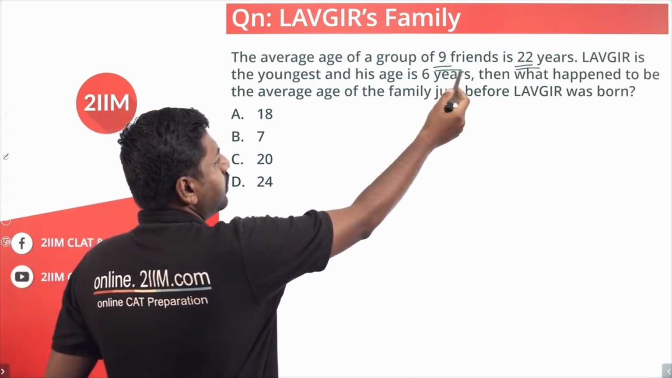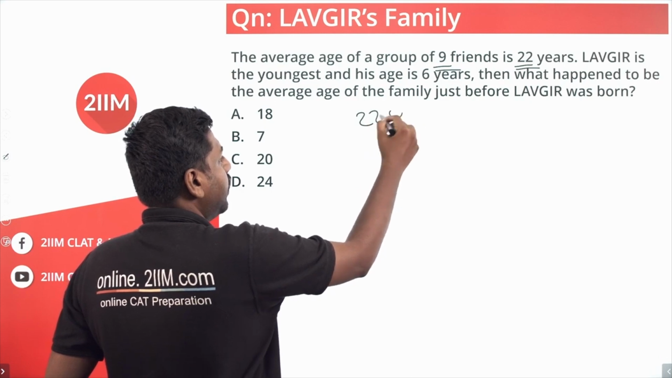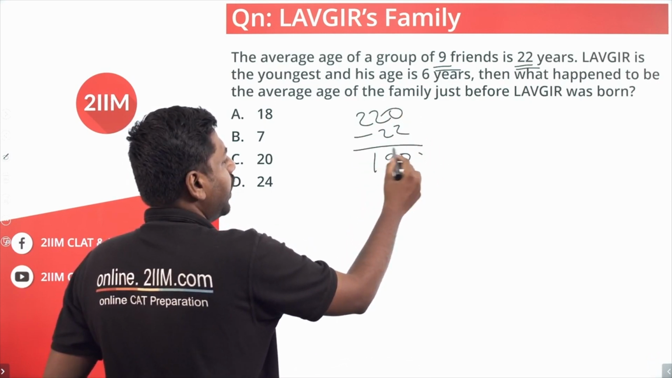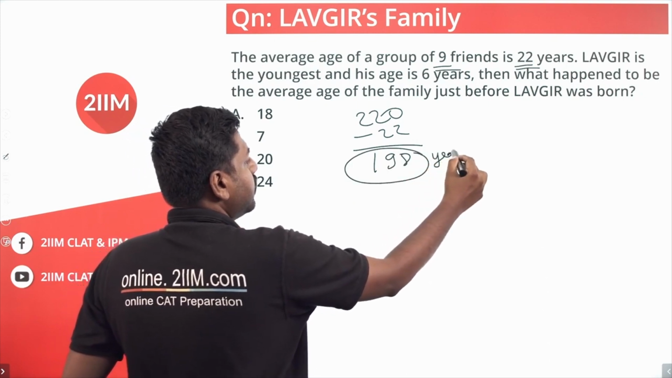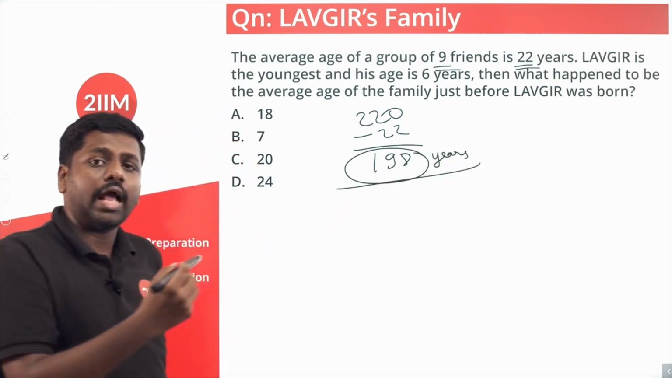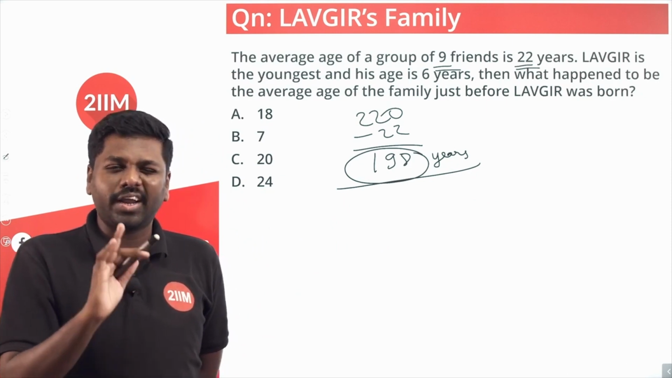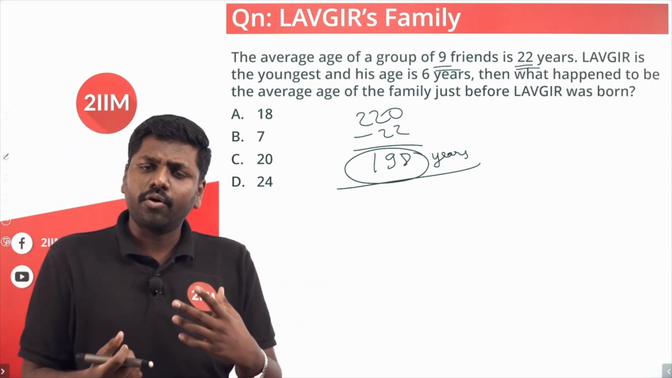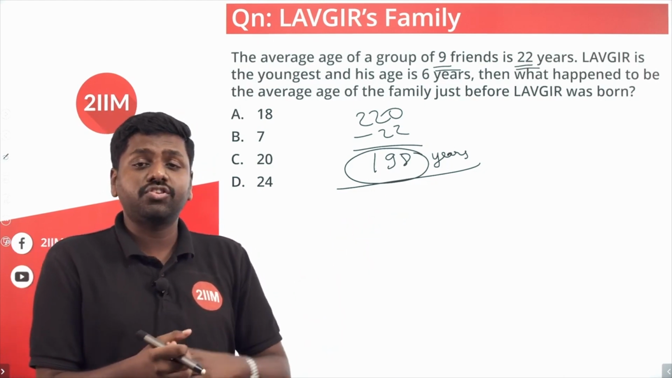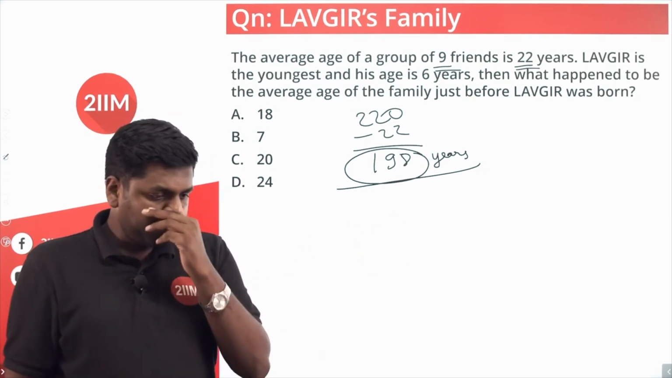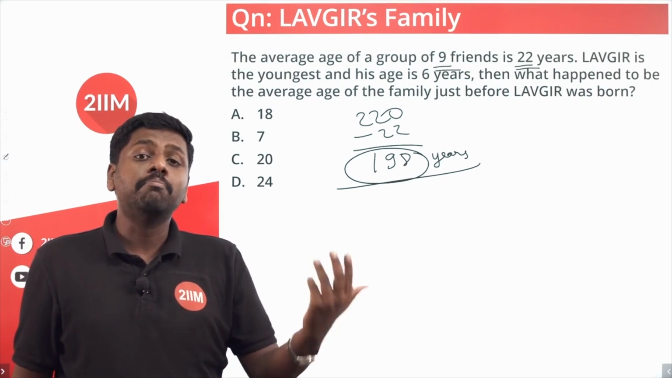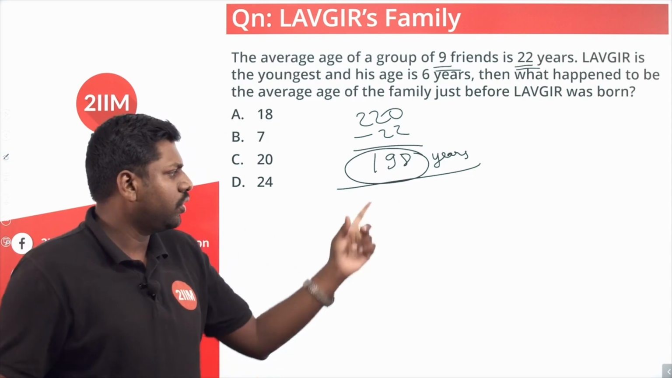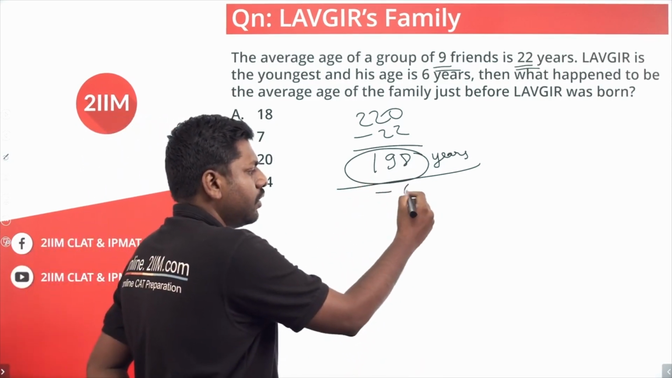So this is 9 into 22, or 220 minus 22, which is going to be 198. 198 years is the current total sum of ages. Now we want to know what happened just before Lovegear was born. Lovegear is 6 years old now, which means we have to travel 6 years back. 6 years back, Lovegear was not there, so his total of 6 years is gone.